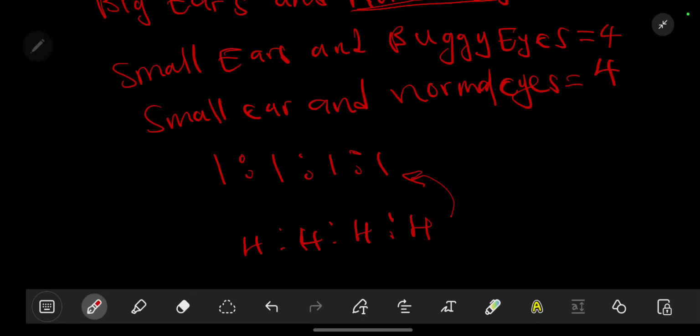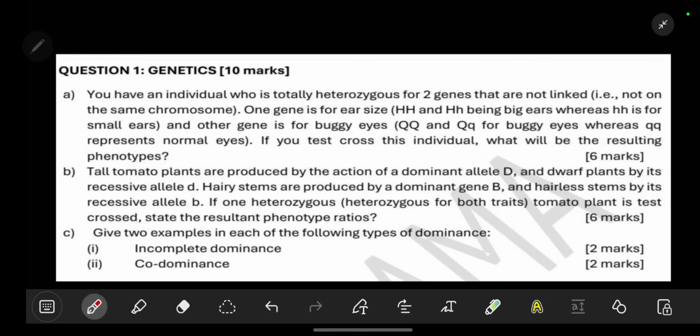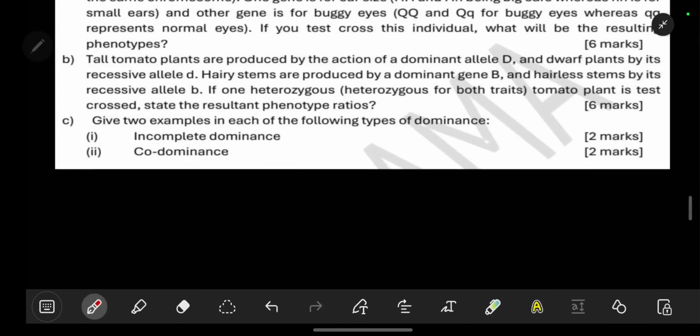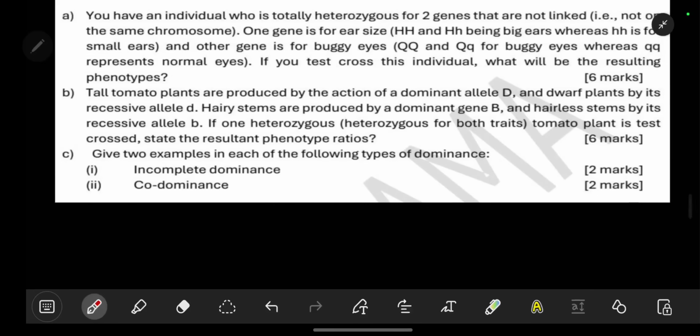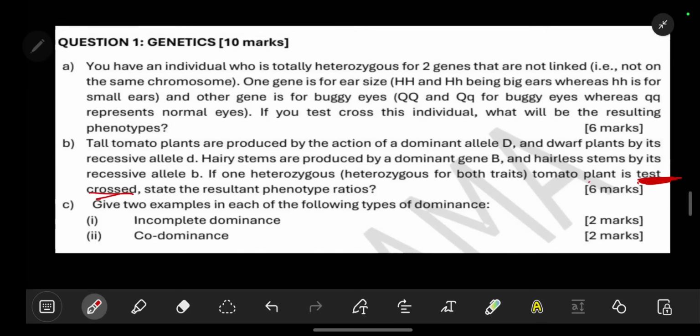Let's move on to the next question. We are told that tall tomato plants are produced by the action of a dominant allele D and a dwarf plant by its recessive d. Hairy stems are produced by the dominant gene B and the hairless by the recessive gene, small letter b. If one tomato heterozygous for both traits is test crossed, so test cross means you use small letters, state the resultant phenotypic ratio.